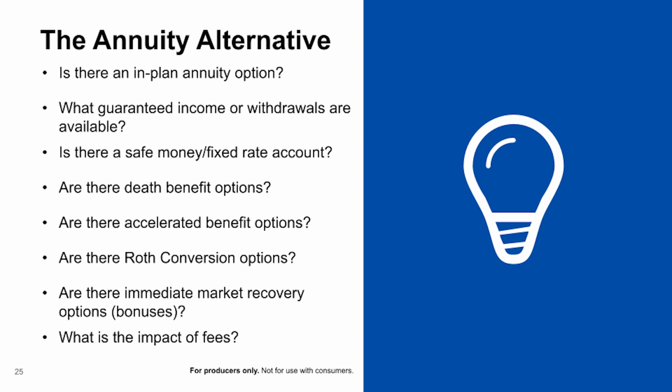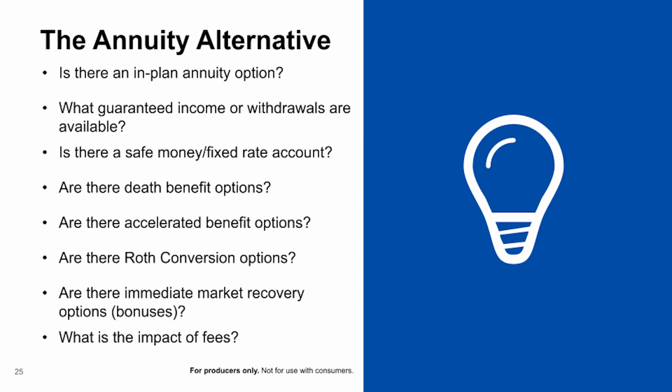Does your 401k, Mr. Client, have an income plan? Does it have the ability to guarantee income? No, they told me if I take out 3 to 4%, there's a 90% probability it will last. That's not guaranteed. That's the annuity advantage that we have. Is there a safe money or fixed account option? Very few plans have that. They all have all these great mutual fund-like sub-accounts.